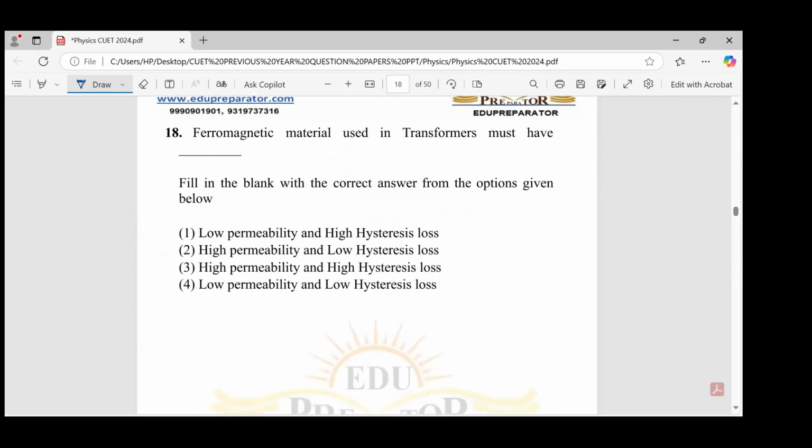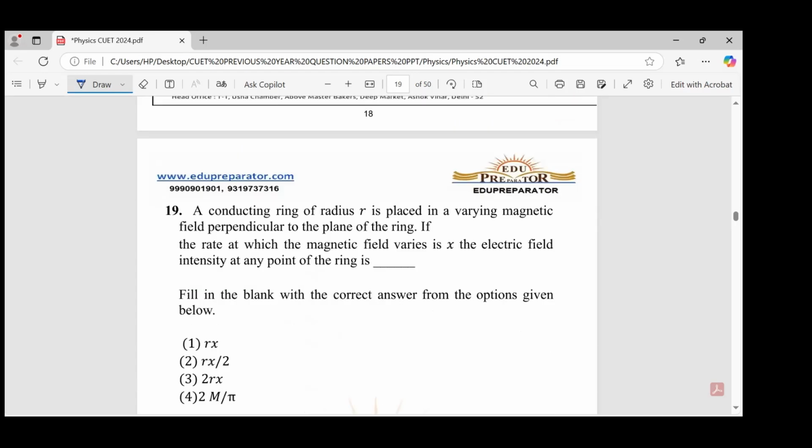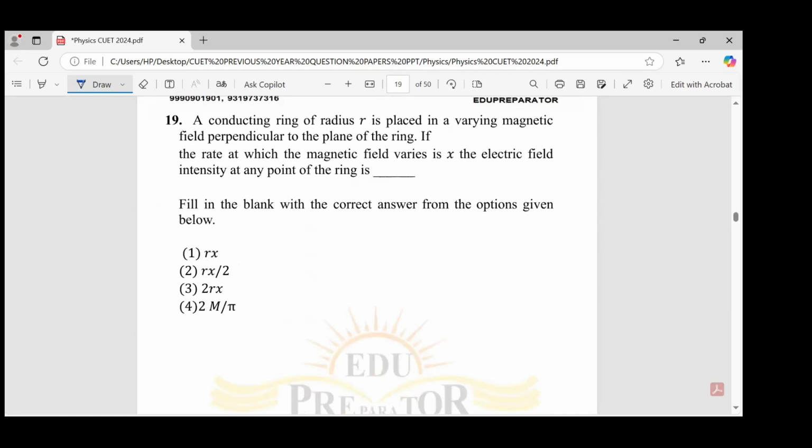Now let's move to question number 18. He says ferromagnetic material used in transformers. Transformers are using alternating current, right? Because they are using alternating current, hysteresis loss should be minimum, and they should have high permeability so that the magnetic flux linked is maximum. So we have only the second option as the correct one. We can simplify it. Then you are having question number 19.